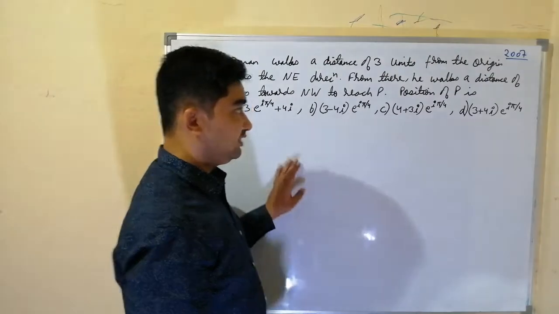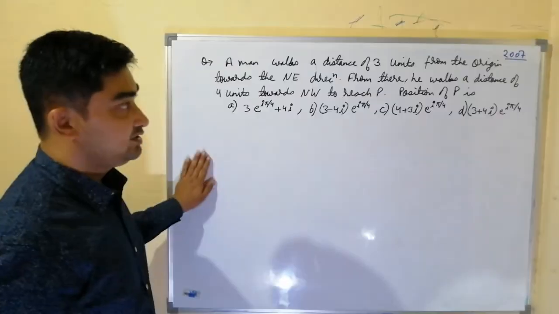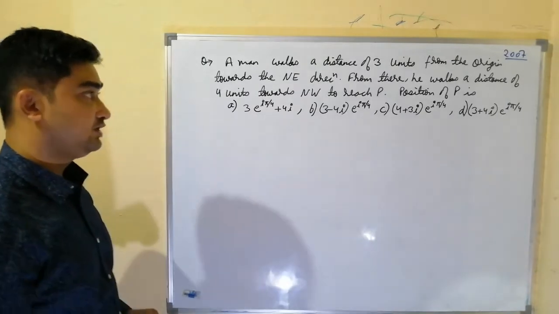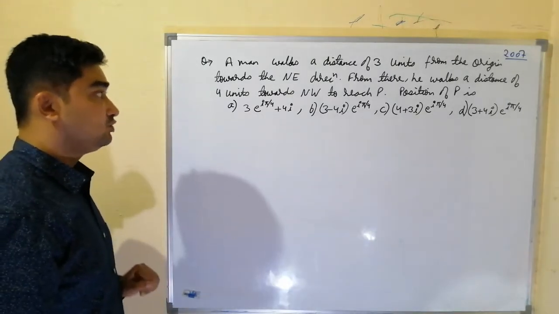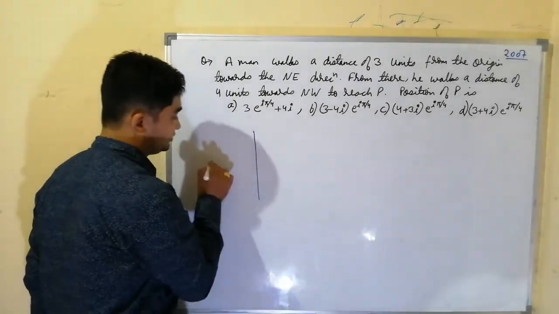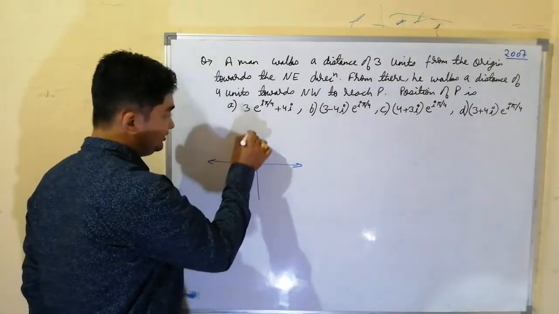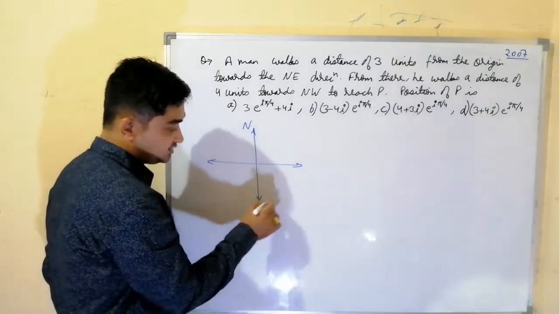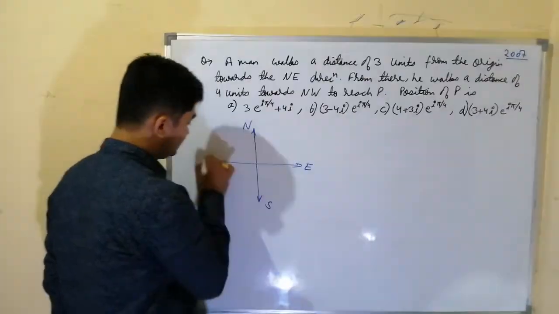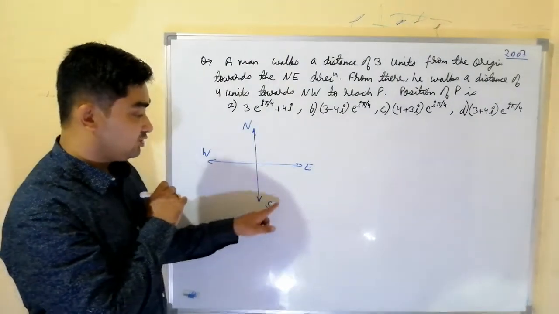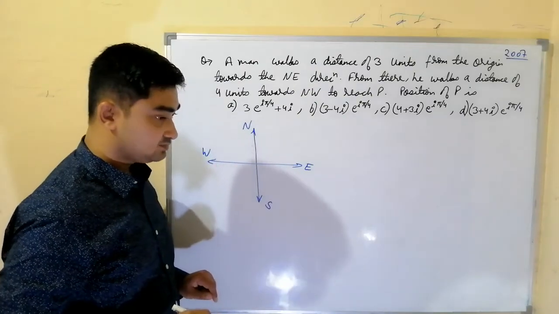The next problem came in IIT 2007. In this problem, what is given to us? It is given that a man walks a distance of 3 units from the origin towards the northeast direction. So first of all, let us draw the directions. This is north, this is south, this is east, and this is west, right? So we have drawn the directions.